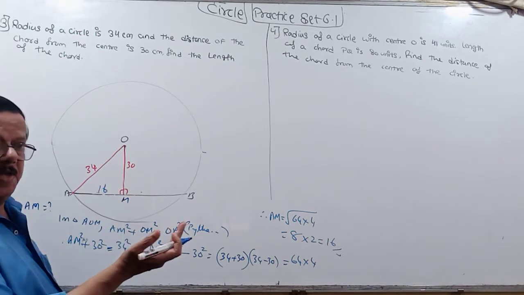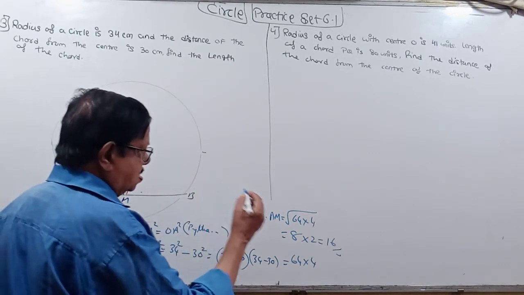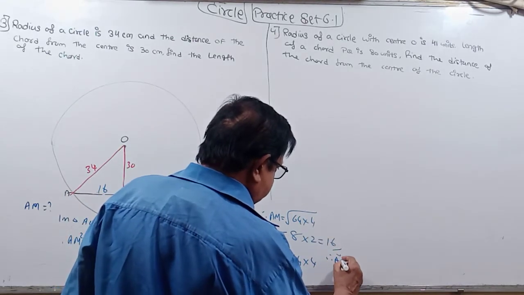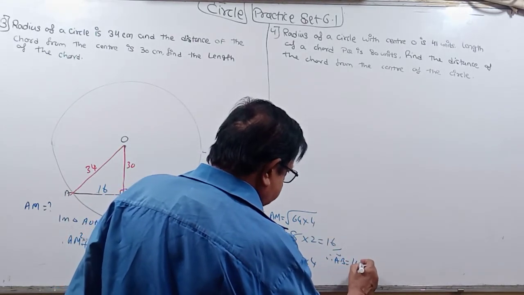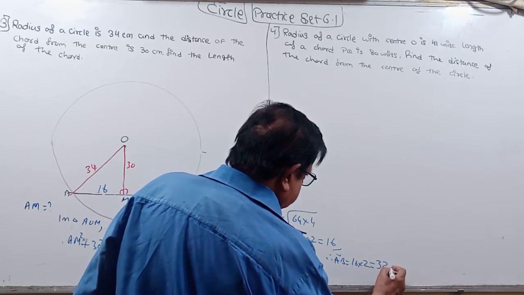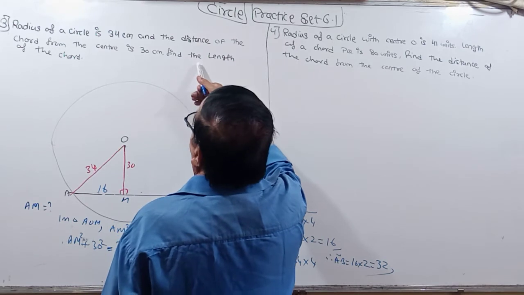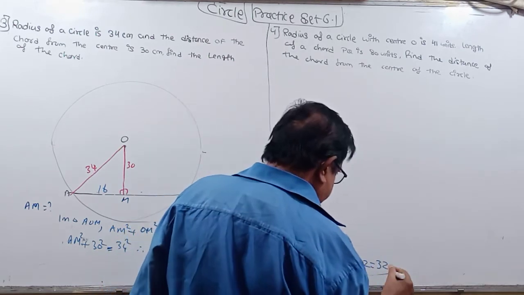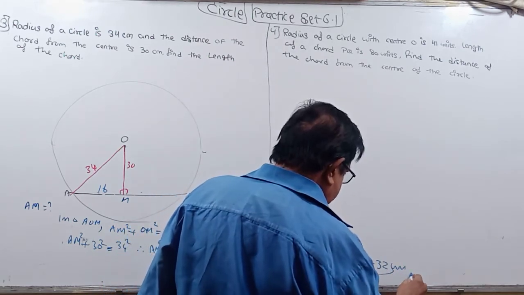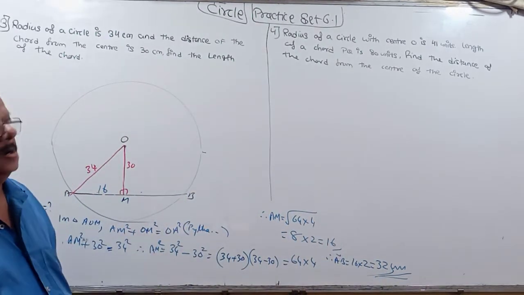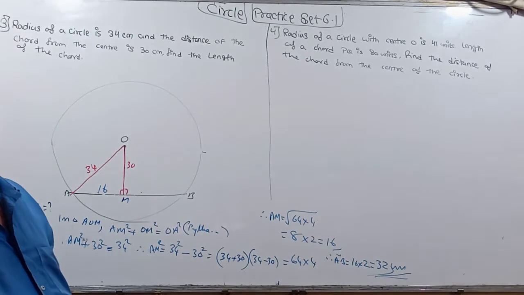Now double of that will be AB. Therefore, AB equals 16 into 2 equals 32. Units were given in centimeters, so the answer is in centimeters. Units given, units used, that's all. That's over. Now let's go to the second one.